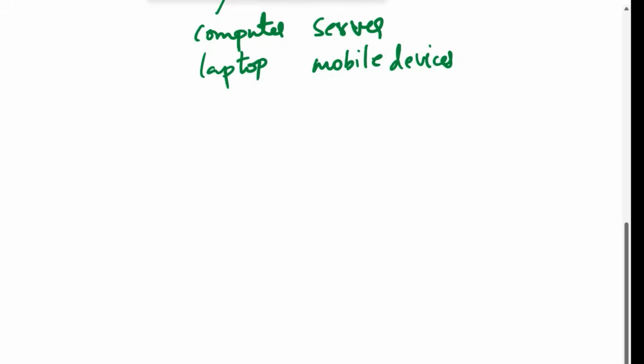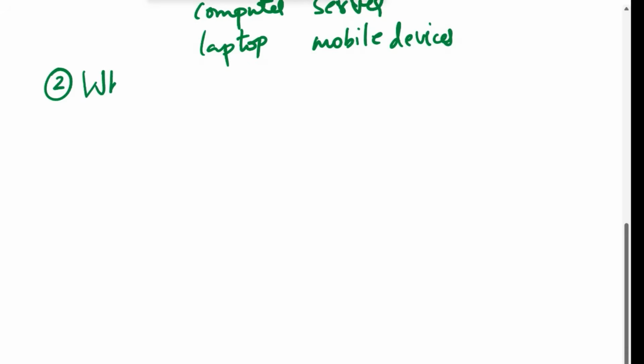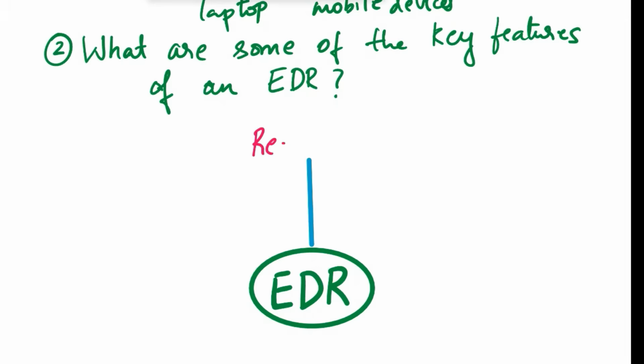Let's move on to the next question now. What are some of the key features of an EDR? The first key feature is real-time monitoring. EDR solutions constantly monitor endpoint activities, capturing events like process executions, file modifications, network connections, user logins, and so on. This real-time monitoring allows for immediate detection of suspicious behavior or anomalies.